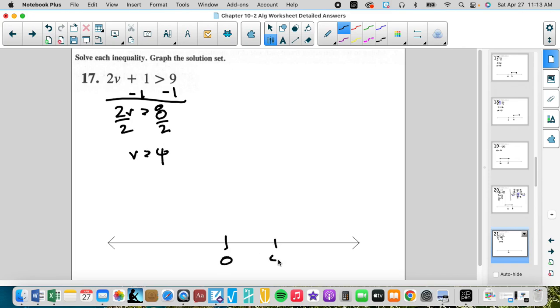Show me where 0 is. Show me where 4 is. Open circle, because it's not including. And my solutions are greater than 4. Good.